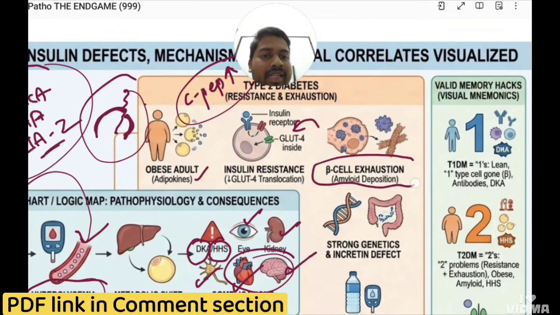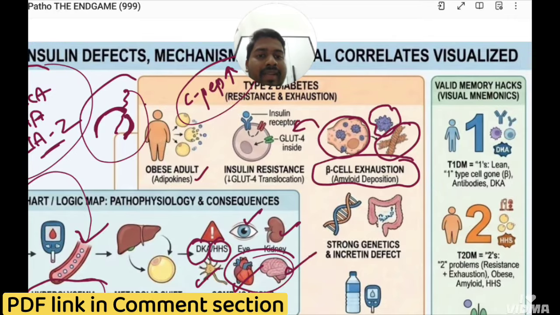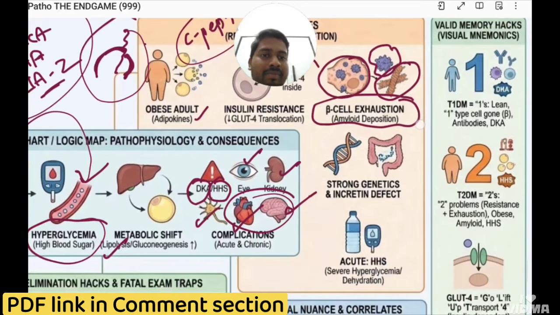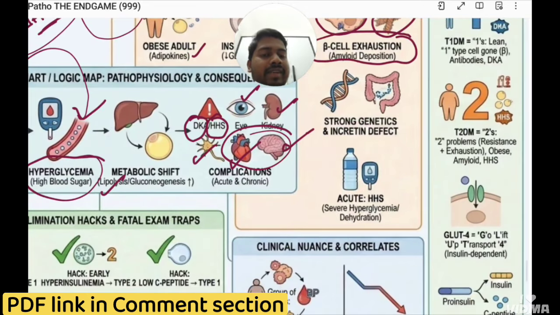Next, beta cell exhaustion happens. Now, because of this beta cell exhaustion, there will be misfolded proteins that accumulate, and these are called amyloids. So here also amyloid is implicated in type 2 diabetes, not type 1. And then incretin defect happens. So what is incretin defect? There are two hormones, GLP and GIP. These are secreted by the gut only. So these help to improve insulin sensitivity. But if there is a defect in both the GLP and GIP, then it can lead to insulin resistance.